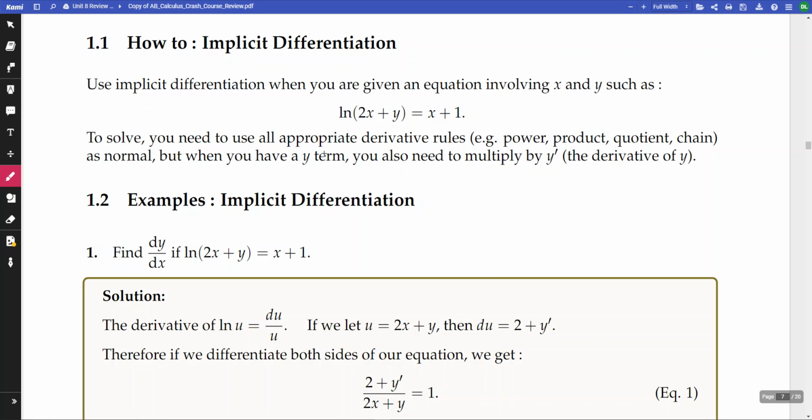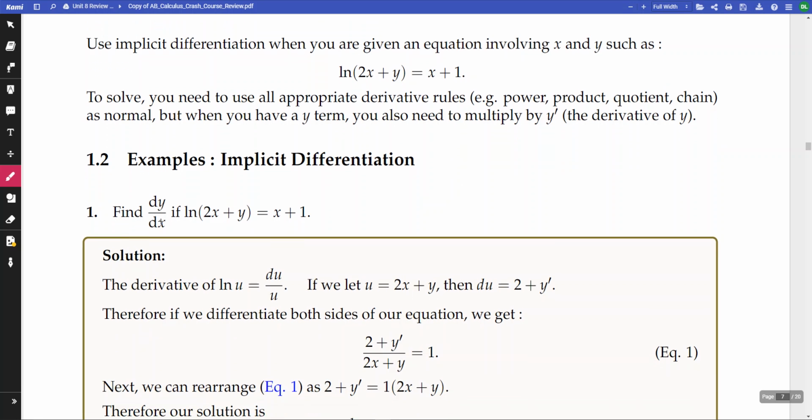And to solve it, you'll need to use all your appropriate derivative rules, like your power rule, product rule, quotient rule, chain rule, as normal. But then when you have a y term, like right over here, you also need to multiply by y prime, the derivative of y, right? And that's the implicit differentiation piece where we're really just applying the chain rule at multiple steps.